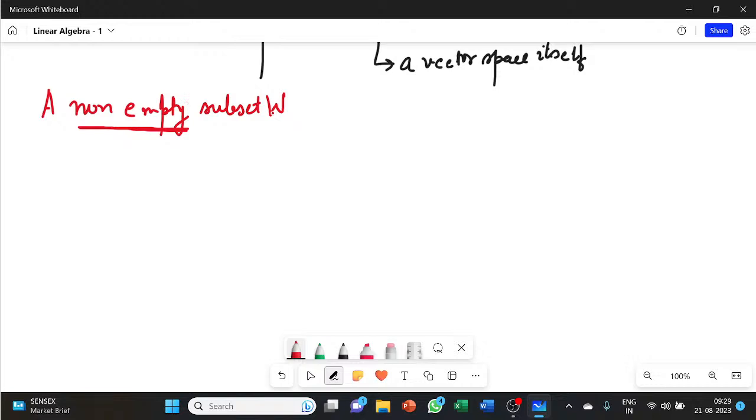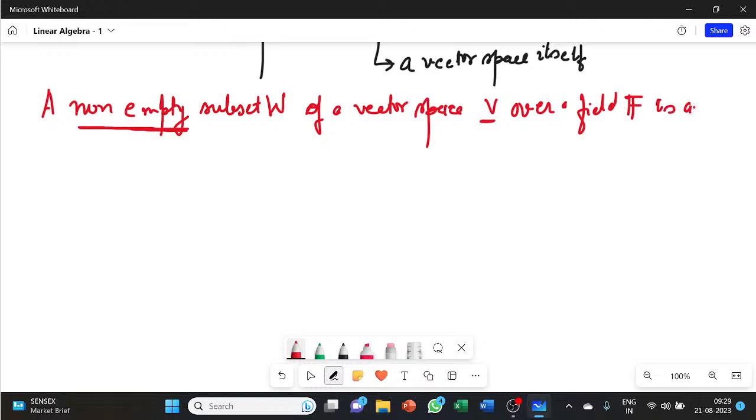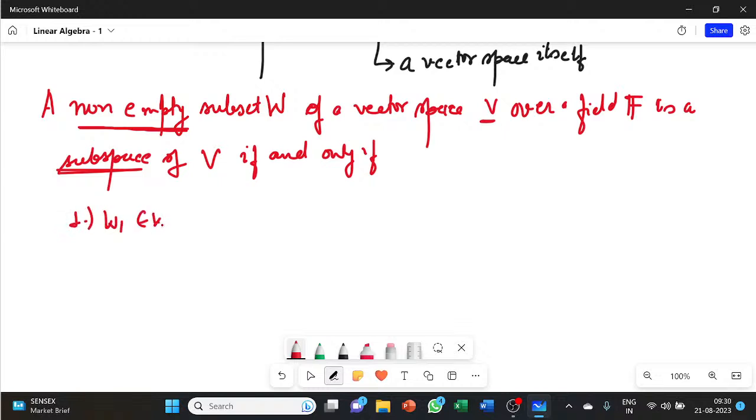So basically, a non-empty subset W of a vector space V over a field F is a subspace of V if and only if the first is that if W1 belongs to W and W2 belongs to W, then it should imply that W1 plus W2 belongs to W.